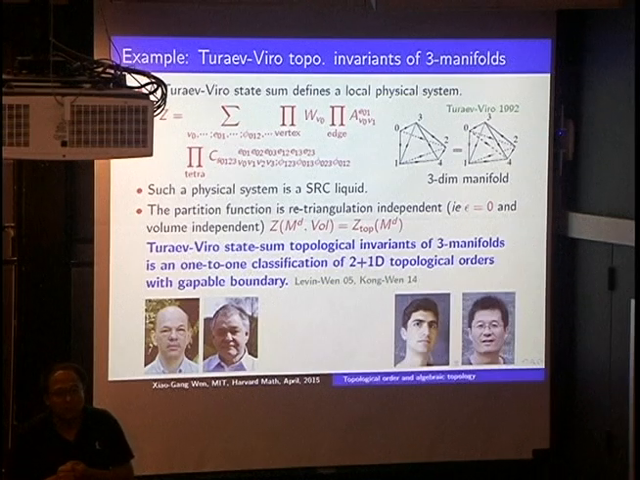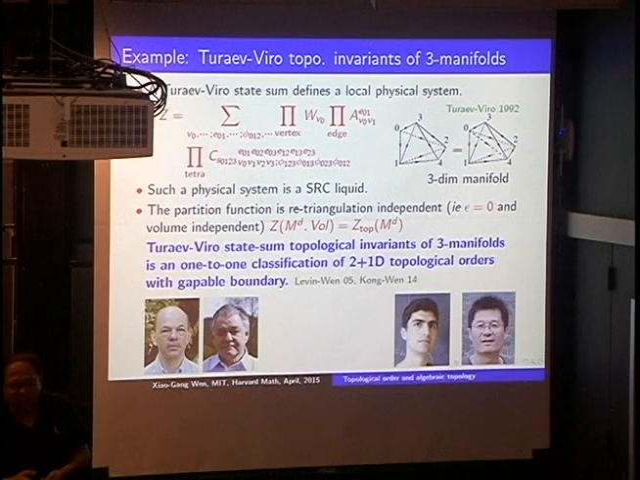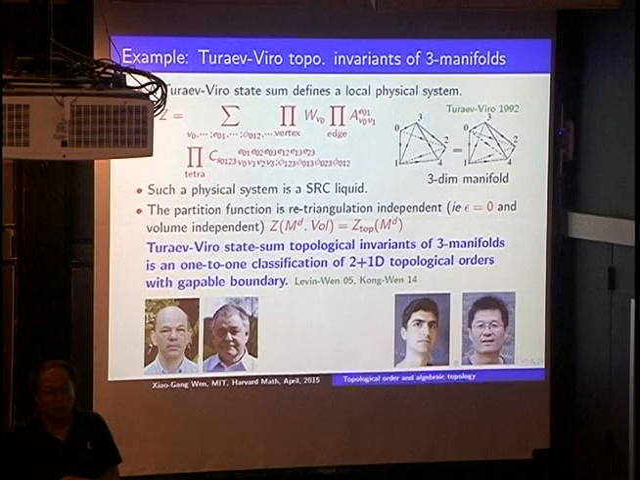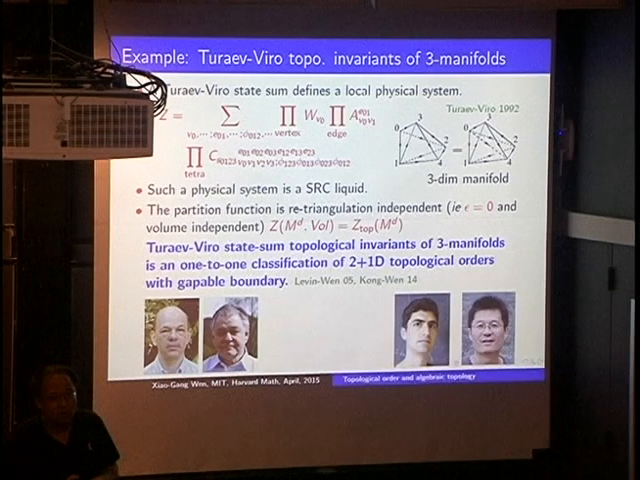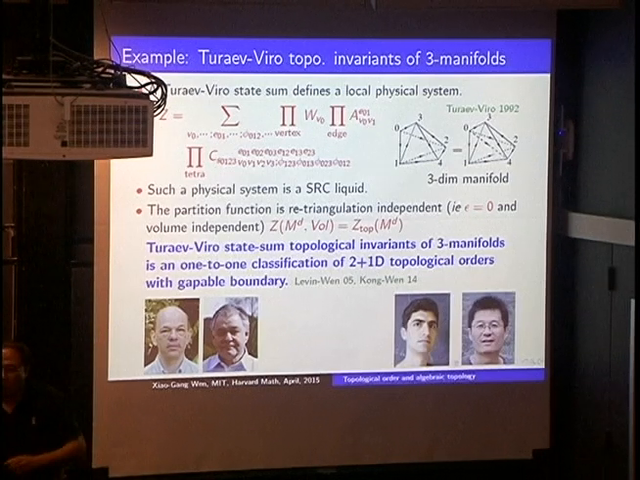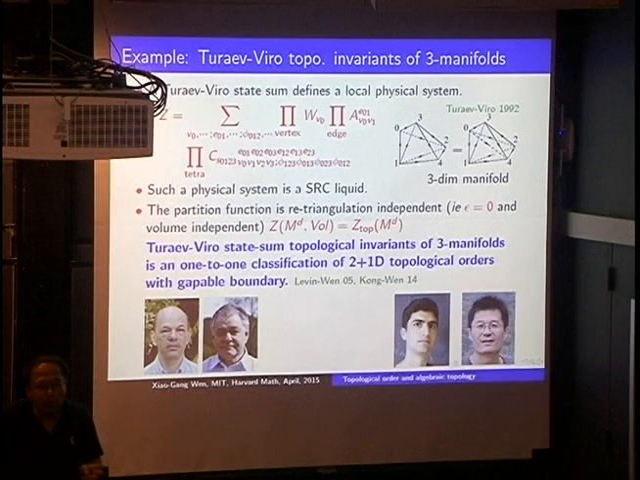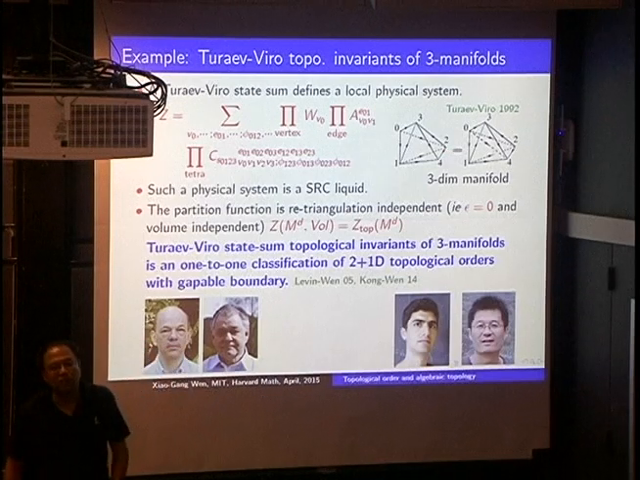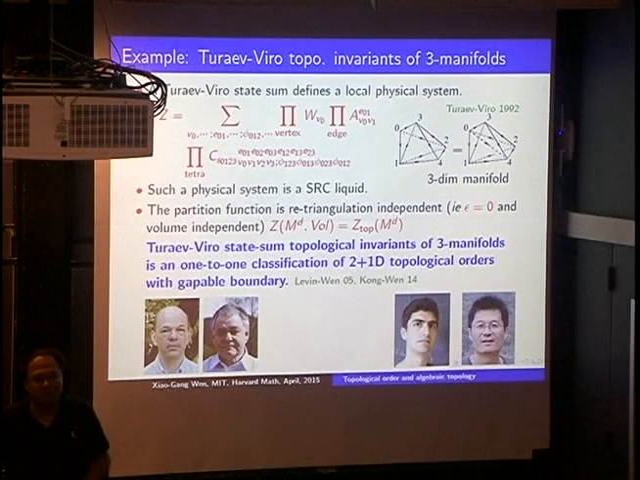But the non-gappable ones cannot correspond to something. Yeah, exactly. They cannot. All the trivial ones are always realizable by a commuting Hamiltonian. In terms of tensors, yes. But the trivial ones require that a special tensor have this retriangulation invariance. And this condition is very strong. And once you assume that, then the boundary is always gappable.